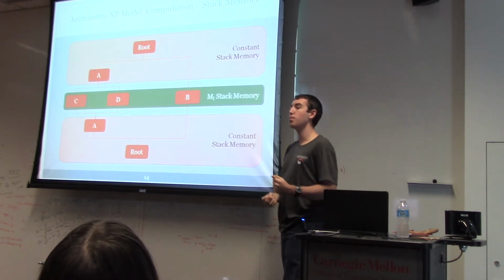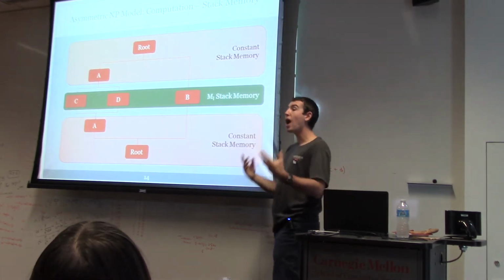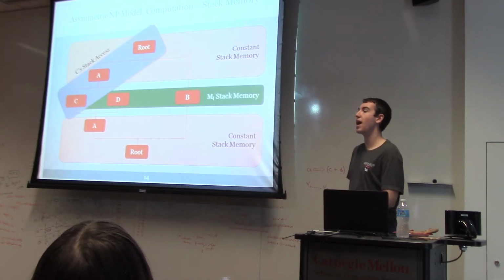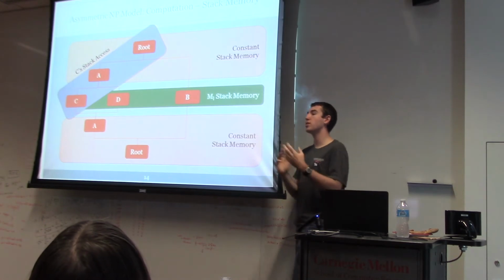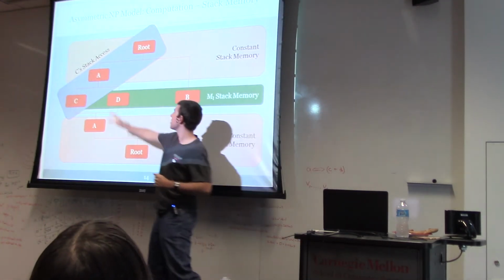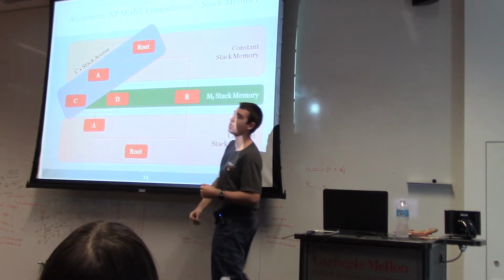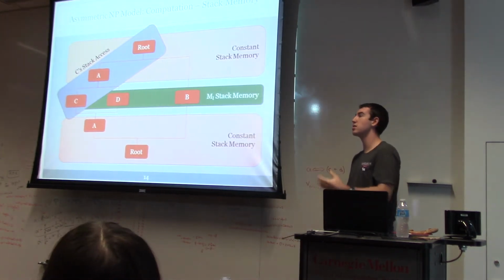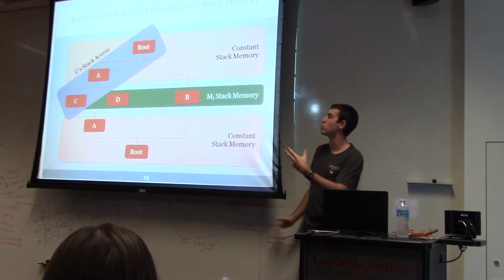The other interesting part here, and why we call it the stack memory, is that each node has access to the stack memory of itself and all of its ancestors in the DAG. So for example, task C can access its stack memory, A's stack memory, and root's stack memory.